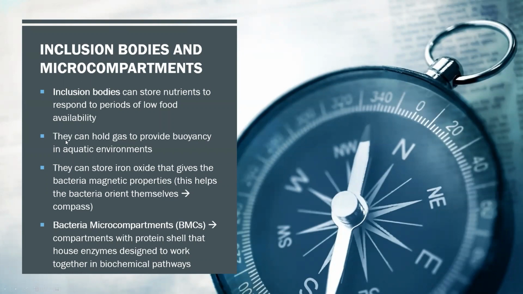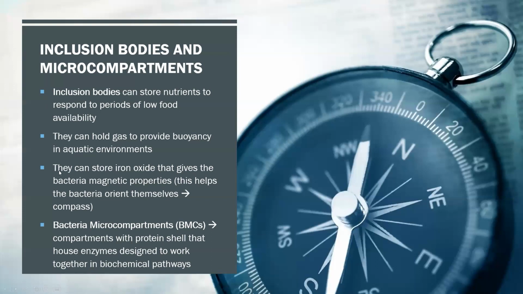There are also some bacteria that can hold gases within these inclusion bodies. And this is particularly helpful for photosynthetic bacteria that you might find in aquatic environments, because if you're doing photosynthesis, you need to be able to see sunshine to make those key sugars and key nutrients. And if you're sinking to the bottom of the lake, it's probably not going to work out too well because light can't get there. So they need buoyancy to be near the surface, and they use gases held in these inclusion bodies to keep them closer to the light.